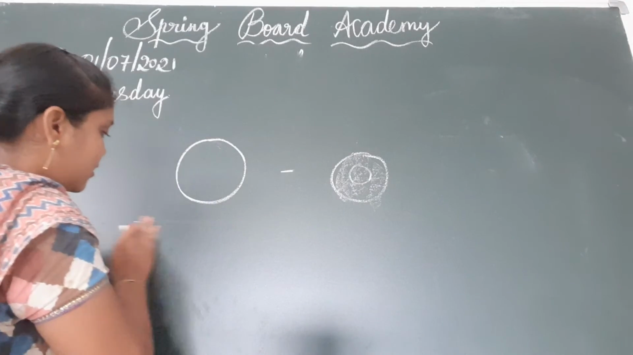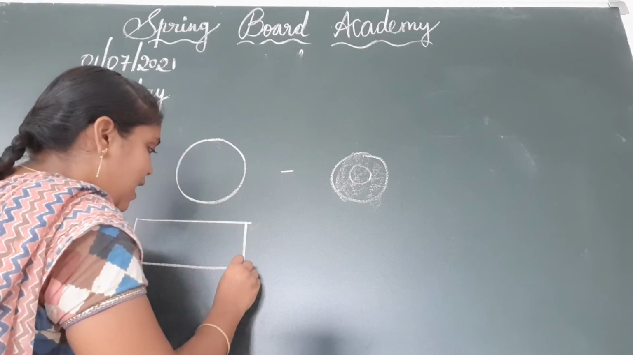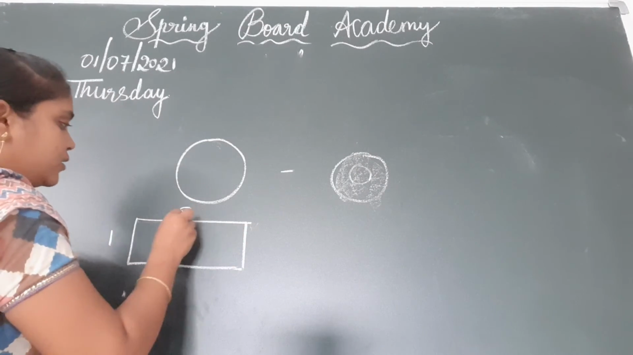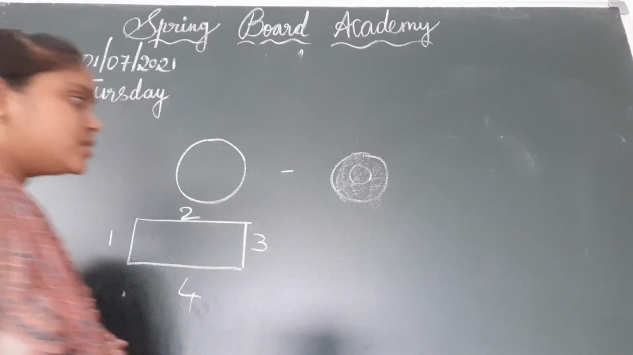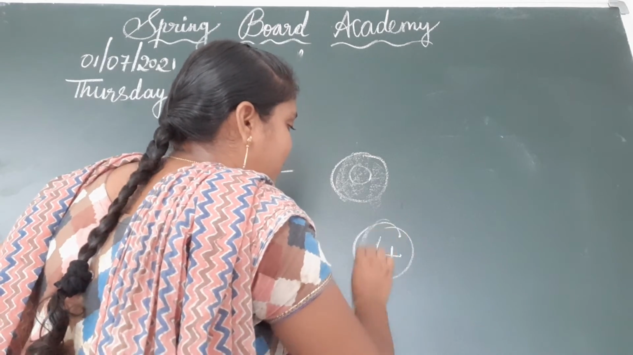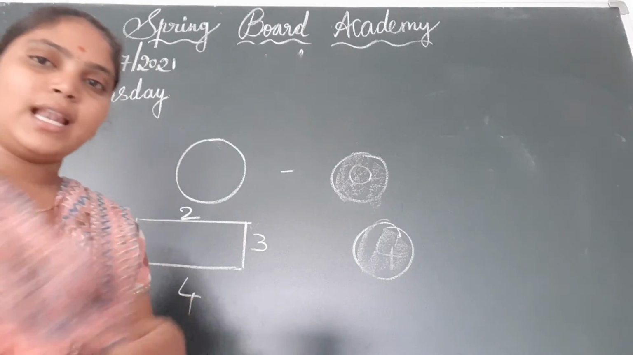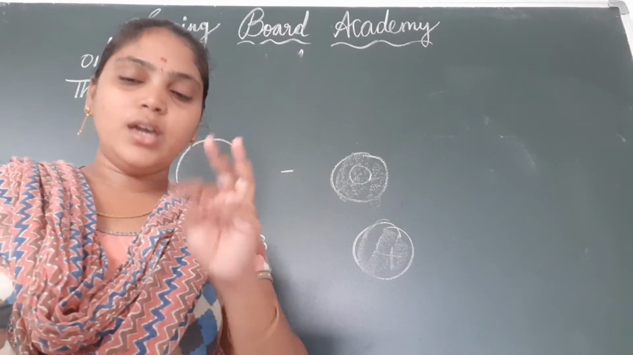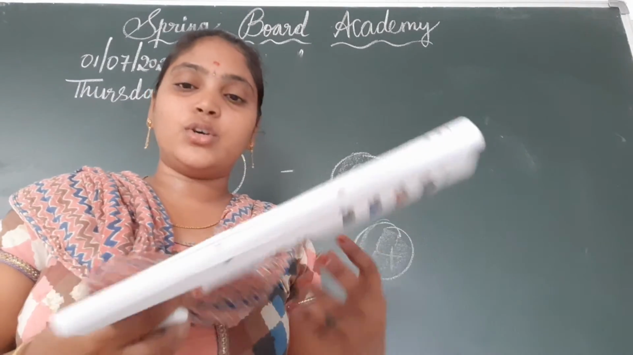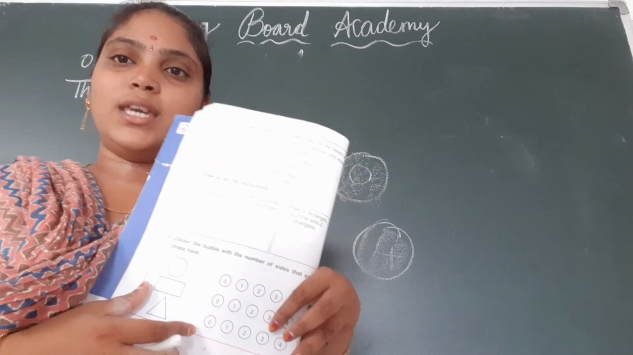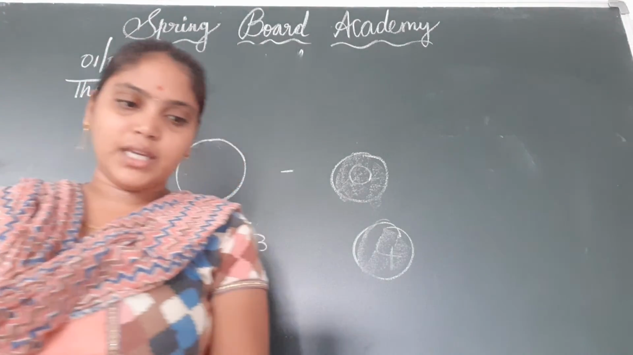And then rectangle. How many sides does a rectangle have, children? 1, 2, 3, 4. Yes, a rectangle has 4 sides. You have to color the number 4 using any color. Next, triangle. A triangle has 3 sides. So you have to color number 3 using any color, children.